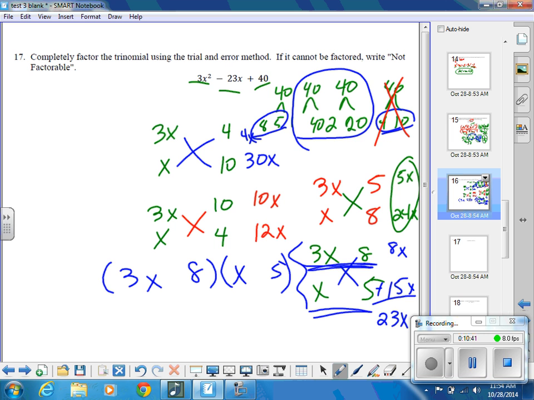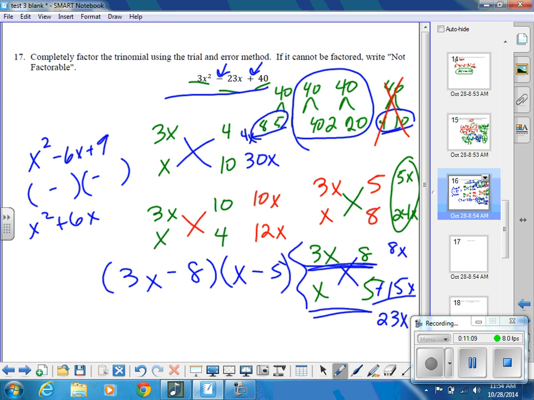I need to figure out my symbols, though. If you go back to the beginning, and you guys have to know this, if it's a plus here, but a minus here, this is a case of minus minus. Now, let's talk about this real quick. If you have something like x squared minus 6x plus 9, that is going to be a minus minus. Now, if you had x squared plus 6x plus 9, that is going to be a case of plus plus.